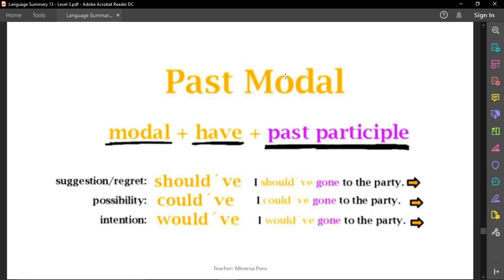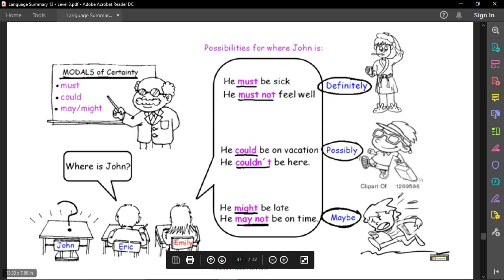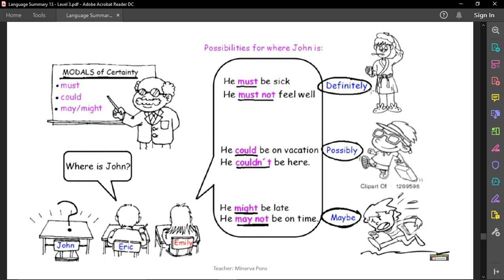So now, after remembering all of this, how to use the past modals, we're going to be seeing the modals of certainty. We have must, could, may, or might. And here we have, where is John? John, Erick, and Emily. John is missing. So where is John? Now we're going to be using some modals of certainty. For definitely, we use must. He must be sick. He must not feel well.